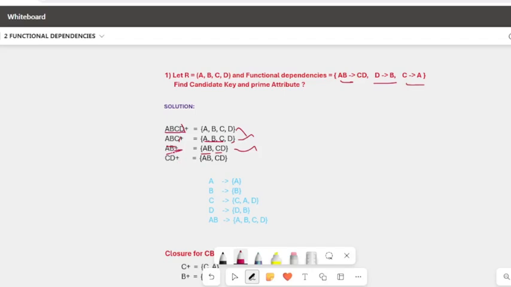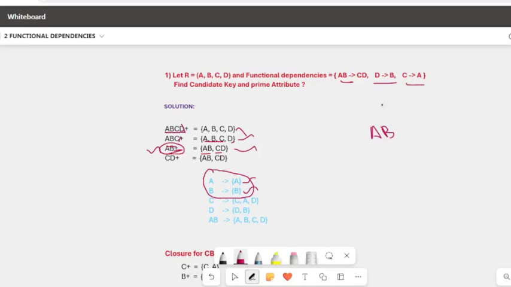So we find the A closure and B closure. A closure determines A and B closure determines B. If a key is a candidate key, it should be a minimal super key, and A closure and B closure should not be super keys. Yes, these are not super keys, so this AB is called a candidate key. So first, AB, we got one candidate key.